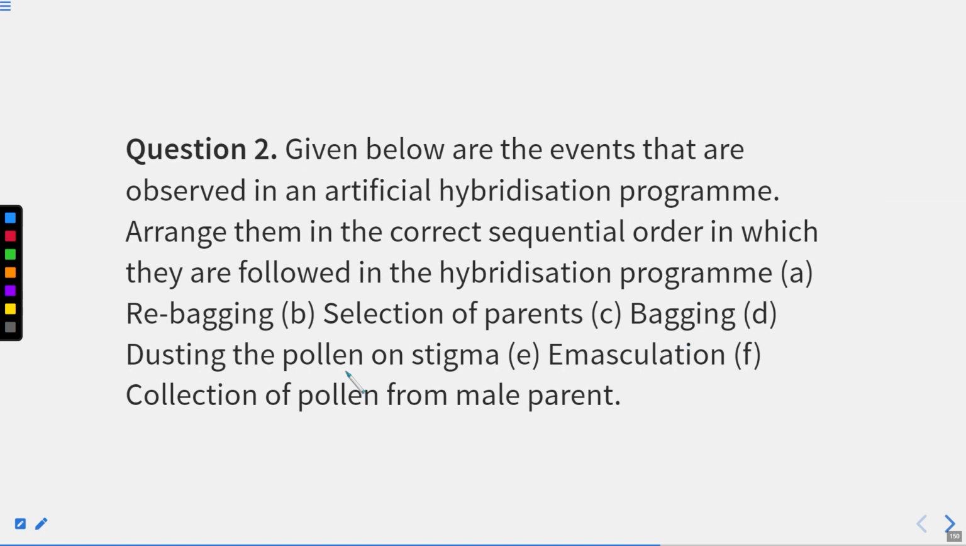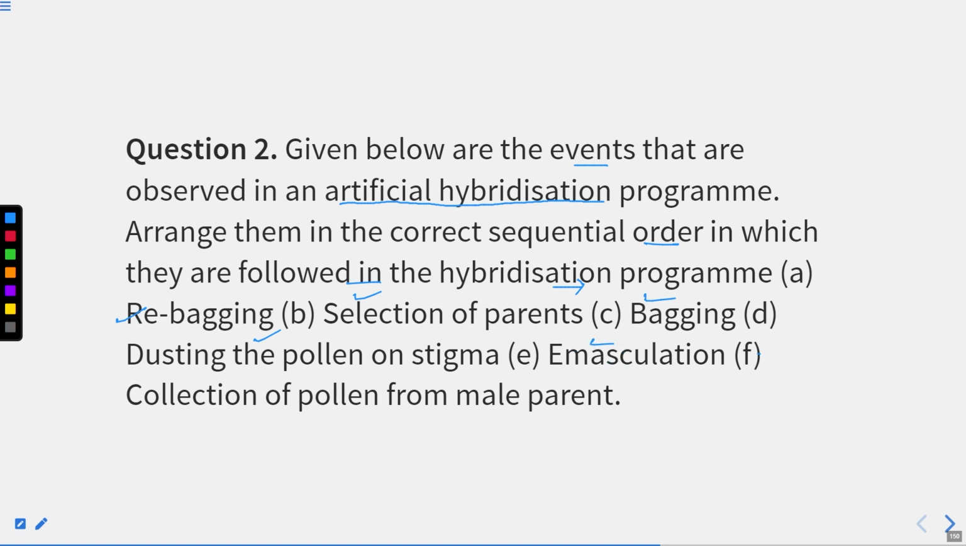Let's talk about question number 2. Now, given below are the events that are observed in an artificial hybridization. So, we are talking about artificial hybridization. Now, you have to arrange them in the correct sequential order in which they are followed in the hybridization program. So, first is rebagging. Second is selection of the parents. Third is bagging. Fourth is dusting the pollens on the stigma. Okay, and then next one is emasculation.